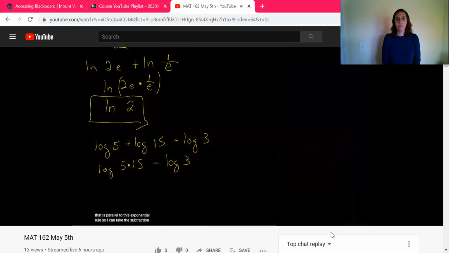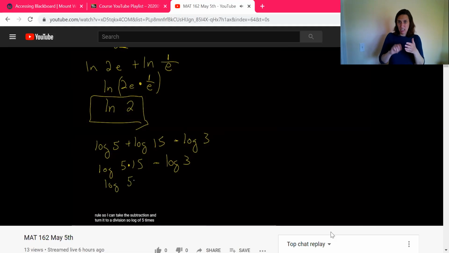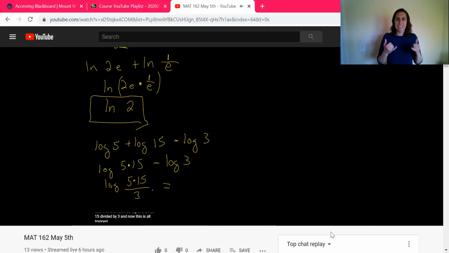So I can take the subtraction and turn it into a division. So log of 5 times 15 divided by 3. And now this is all trapped in my log function. The 3 and the 15 cancel, giving me log of 5 times 5, or a log of 25.